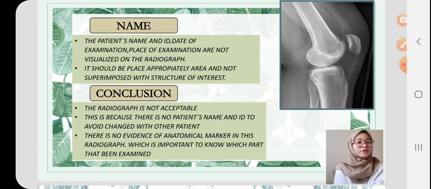So the conclusion for this radiograph is not acceptable because there is no patient's name and ID to avoid mix-up with other patients, and there is no evidence of an anatomical marker in this radiograph, which is important to know which part is being examined.